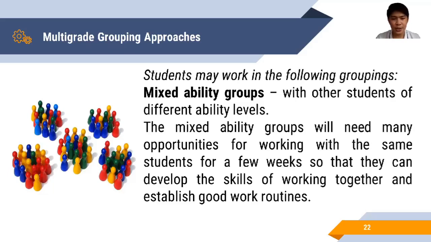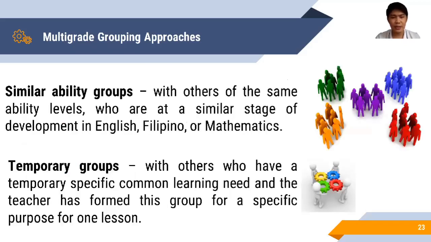Alam na alam po yan ni teacher when to group the class, mixed ability, magkakaiba ang kakayanan ng mga bata in order for them to learn from each other. Yan po yung ginagamit ng multigrade. The second one is the similar ability groups, unlike the first one. It is the same ability levels who are at a similar stage of development. For example, in English, Filipino, and mathematics, similar ability, magkakapareho lang kakayahan.